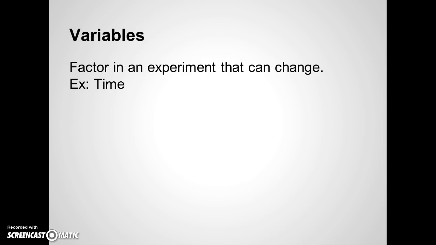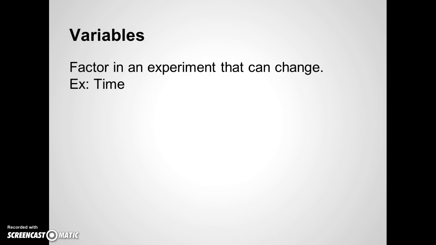Those are going to be some kind of factor that, in an experiment, can actually change. Some variables you're going to want to control, manipulate. And some variables are just out there, and sometimes they're sneaky, and they sneak in and you forget to control them because they're sneaky. So time is a variable.